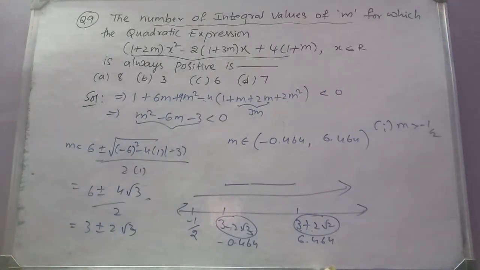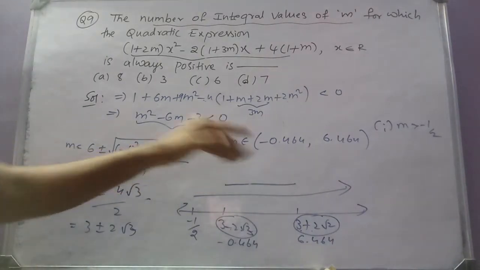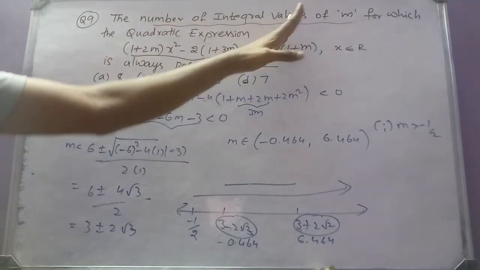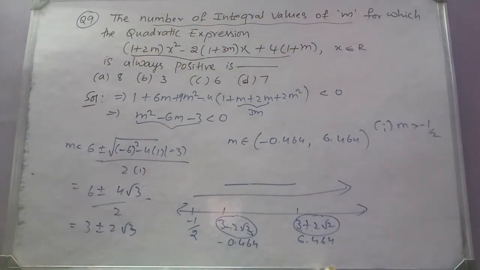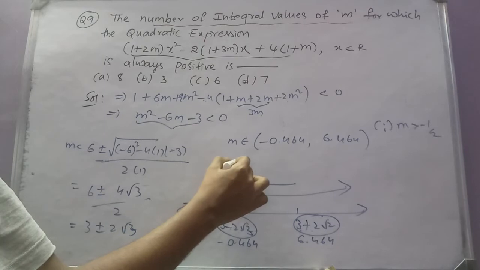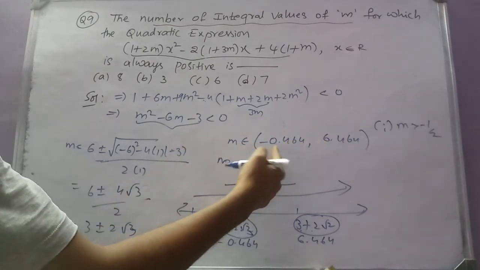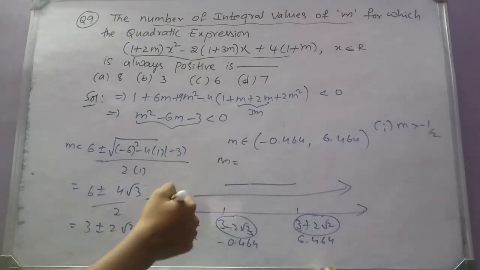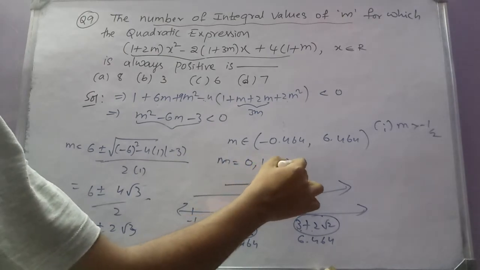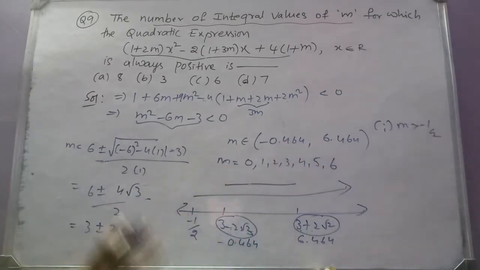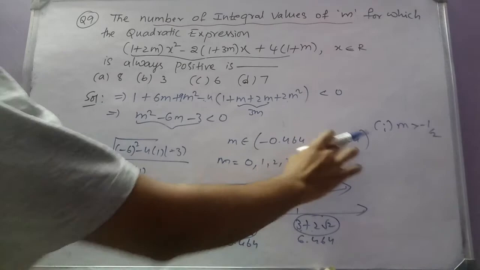So read the question again. Therefore m belongs to this interval. Now they are asking the number of integral values of m. They are asking us to take the integral values of m. So what are the integer values of m in this interval? Greater than minus 0.464 is 0. Next 1, 2, 3, 4, 5, 6, up to 6. That's it. These are the integers present in this interval.